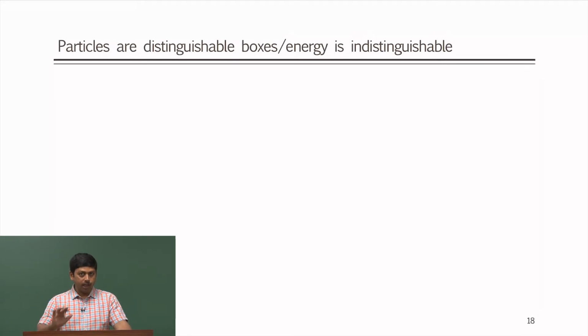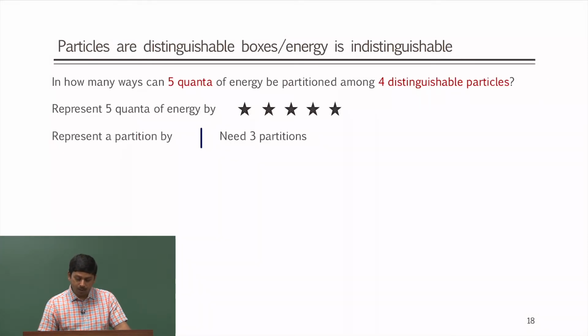Now, we are going to talk about indistinguishable particles and distinguishable boxes, and the reason is that we are going to put energy into particles, and we know that energies are indistinguishable. So, this problem is typically called the stars and bars problem. Here the question is: how many ways can I distribute 5 quanta of energy into 4 distinguishable particles?